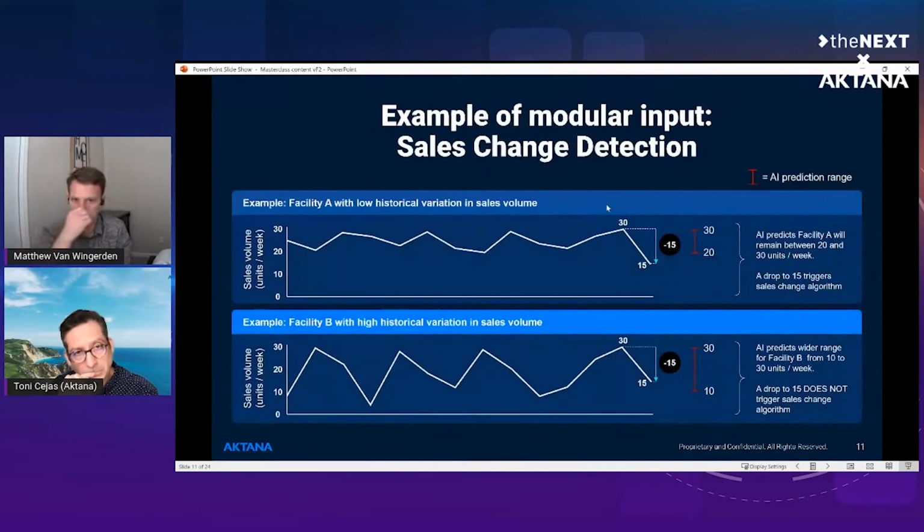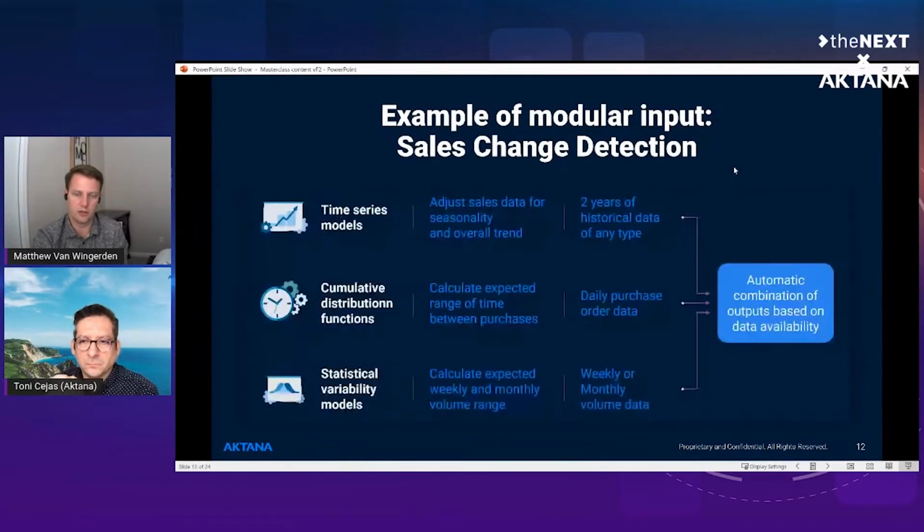And the last piece, which I won't belabor here, is just the details of one particular model, which is our sales change detection, which is just detecting significant deviations in sales. The important part here is you can see there are multiple analytical models under the hood, and they have different data requirements. Basically, the way it works is our system automatically checks if you've got 2 years of historical data. We turn on the seasonality and trend adjustment. If you don't, we don't turn that on.